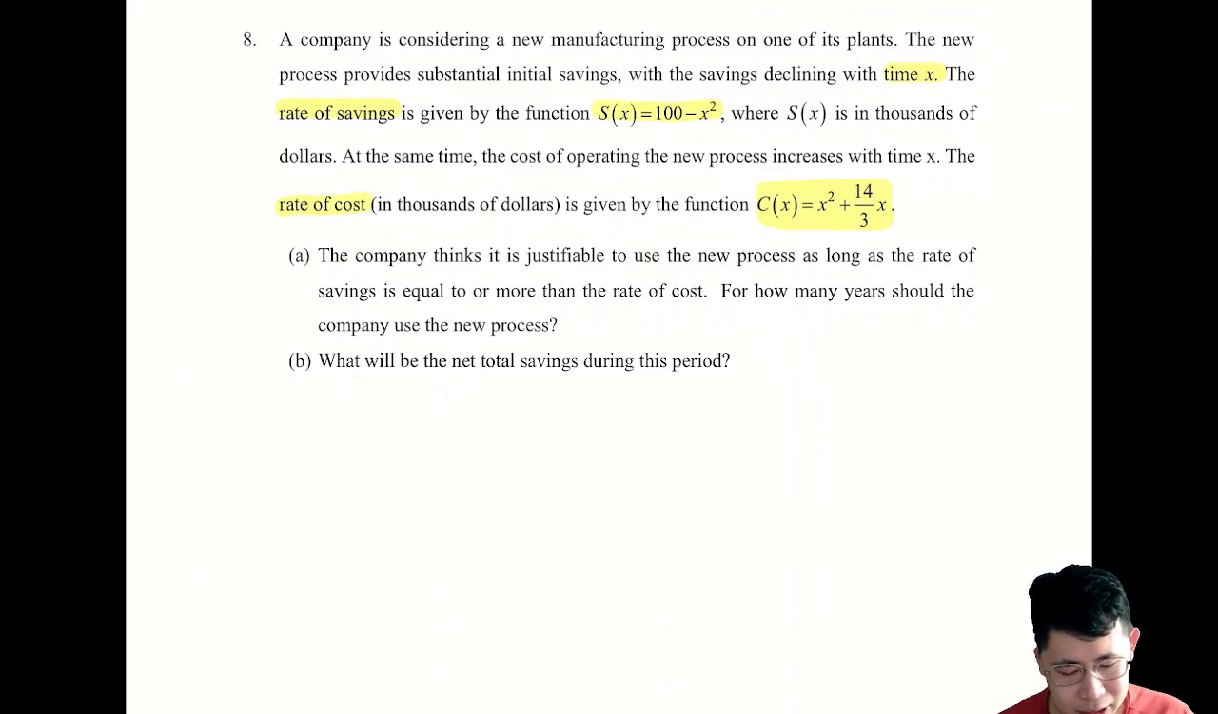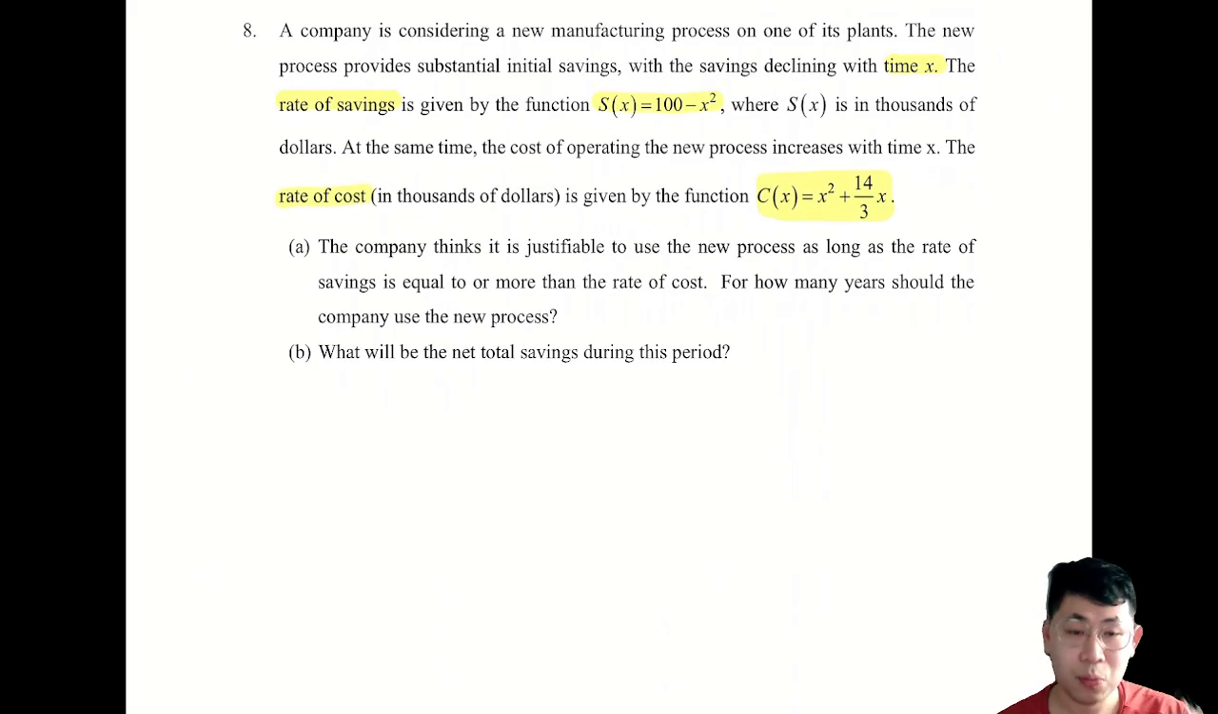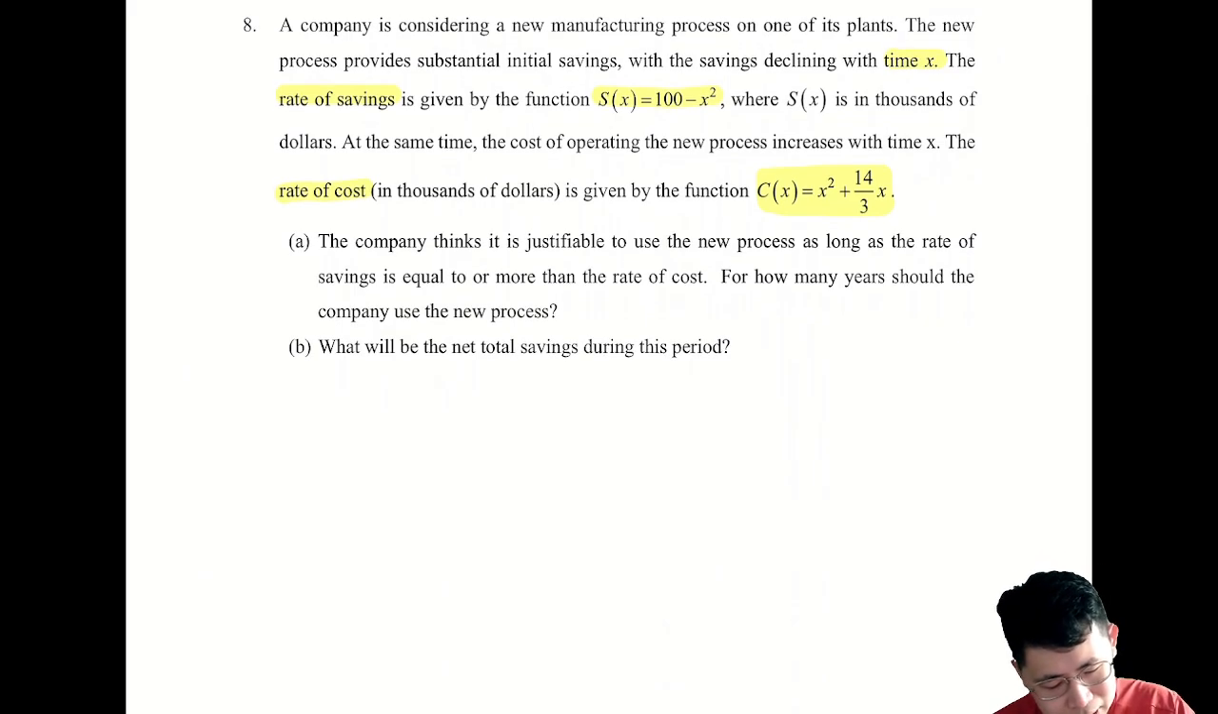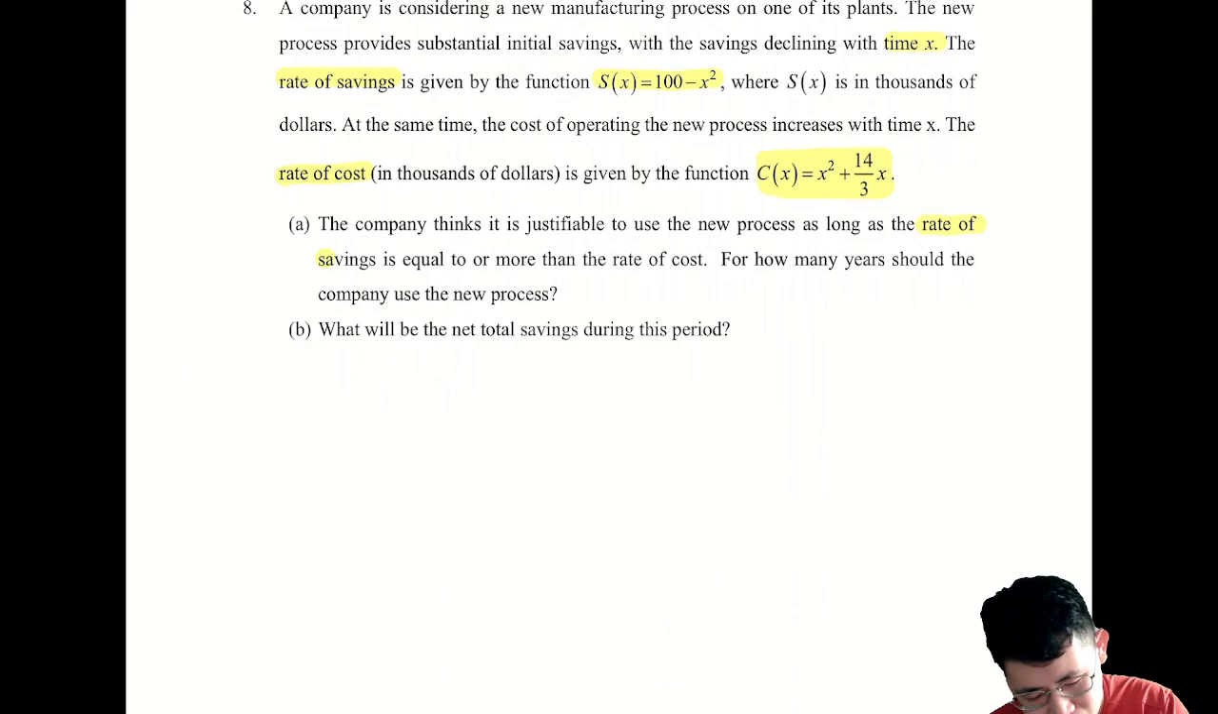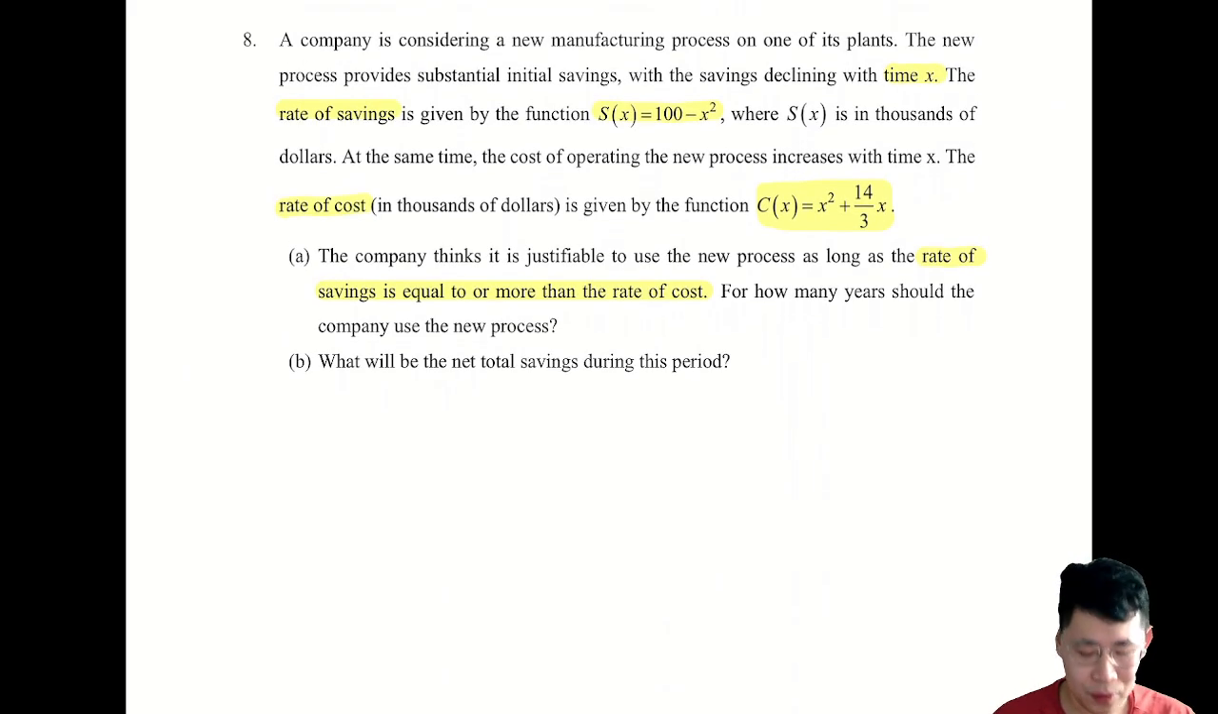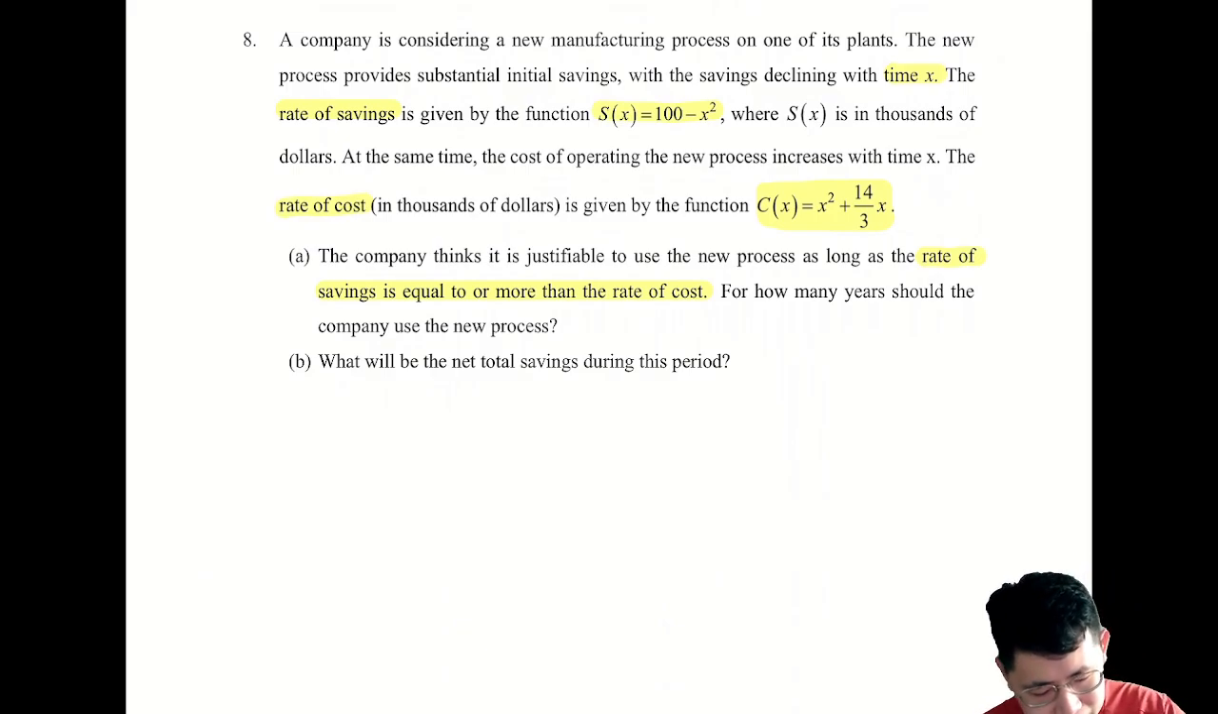Now, the company thinks that it is justifiable to use the new process as long as the rate of savings is equal to or more than the rate of cost. So this is the one that we will be translating into math. Then we are also looking at for how many years should the company use the new process. So the question over here is for how many years should the company use the new process? So this is a first glance at the question.